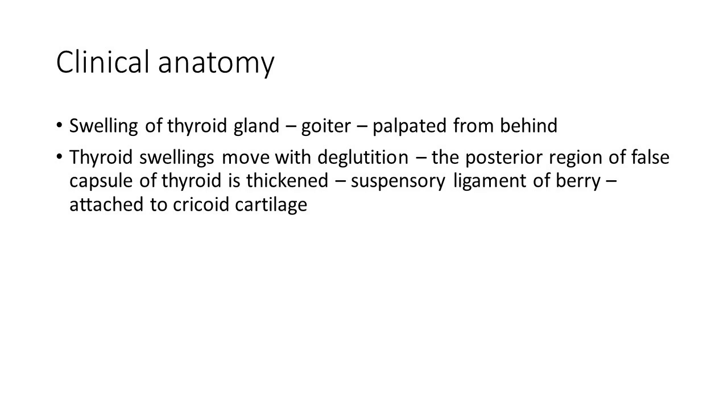The swelling of the thyroid gland, as you know, is called goiter, and any thyroid swelling is always palpated from behind. And you should also know, any thyroid swelling moves with deglutition. Why? Because as we already saw, the thyroid gland is covered by a false capsule, which is derived from pretracheal fascia, and the posterior part of this is thickened to form the suspensory ligament of Berry, which is attached to the cricoid cartilage, which is part of the larynx. So whenever the larynx moves, the thyroid gland also moves along with it.